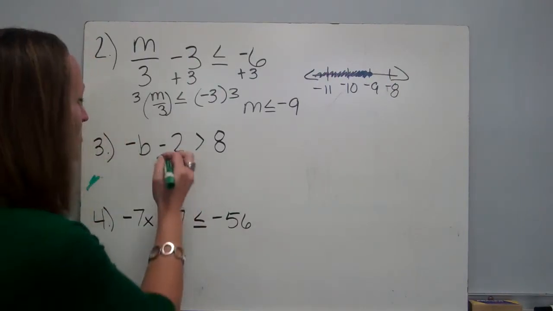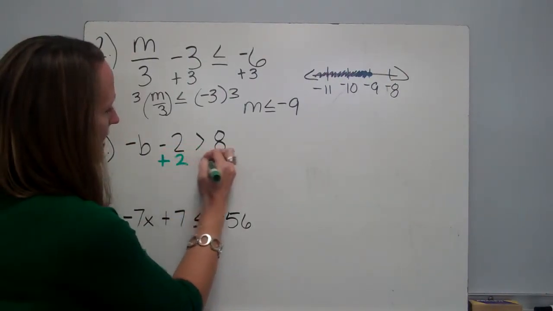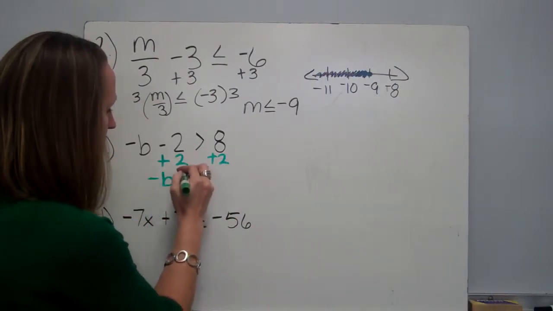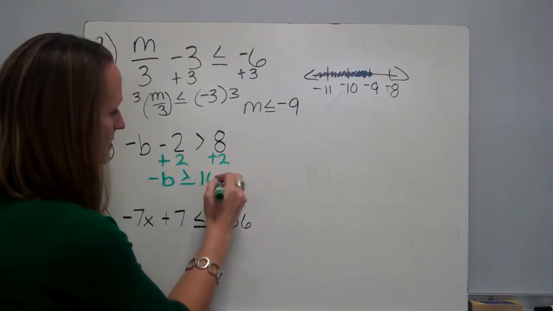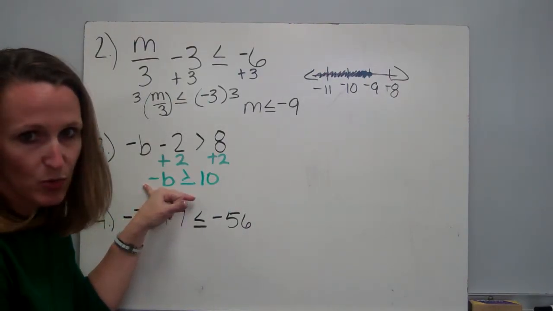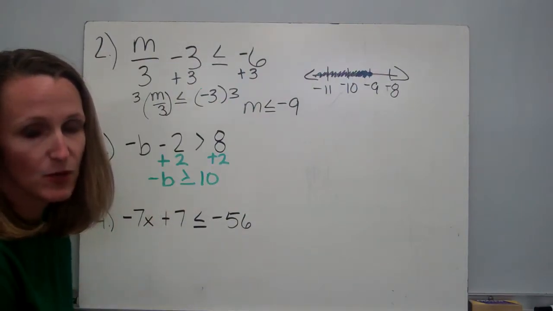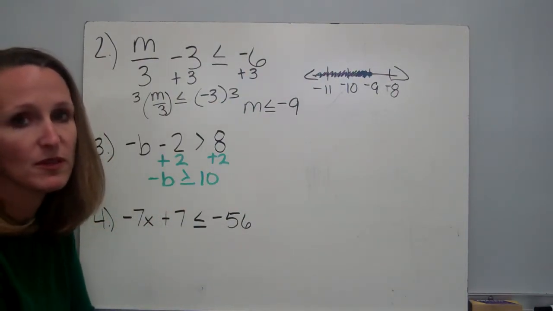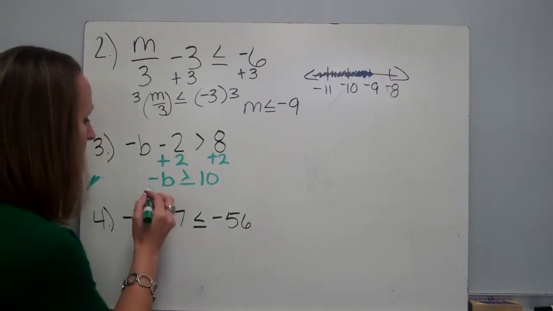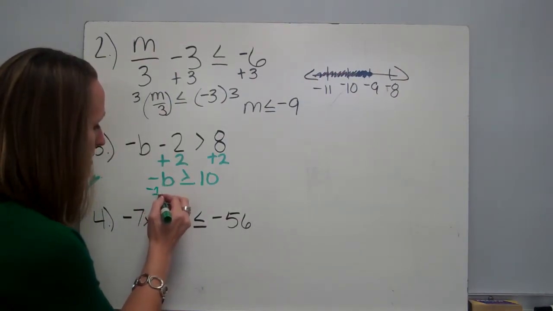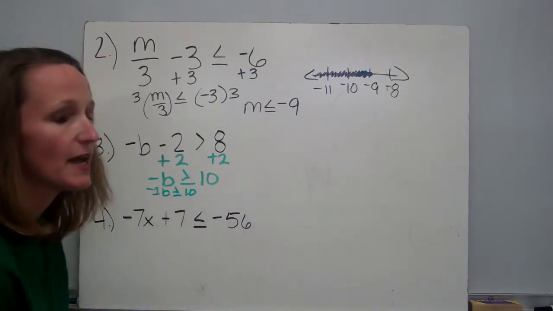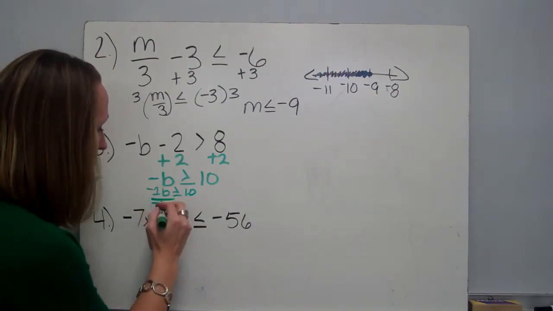Negatives, will it flip our sign or not? I'm going to add 2. So now I have negative b greater than or equal to 10. There's a negative in front of my variable. I am not done with this inequality because I cannot leave it with a negative variable. This negative is the same as saying negative 1b. Remember, the negative is an implied 1. So I'm going to divide both sides by negative 1.